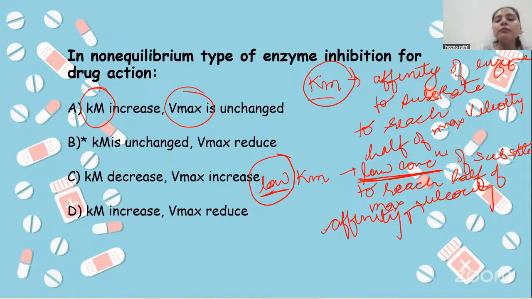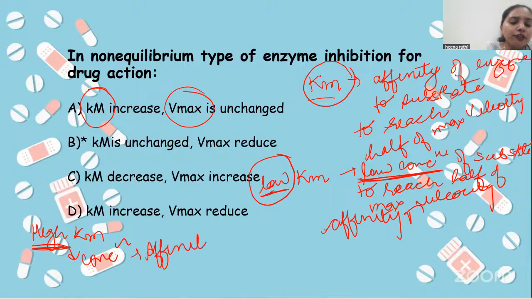So low Km means low concentration of the substrate to reach half of the max velocity. And the opposite is seen with the high Km. High Km means a high concentration of the substrate is required to reach half of the maximum velocity. It means the affinity, meaning the binding capacity, is lesser with the high Km. So this is the meaning of this Km.